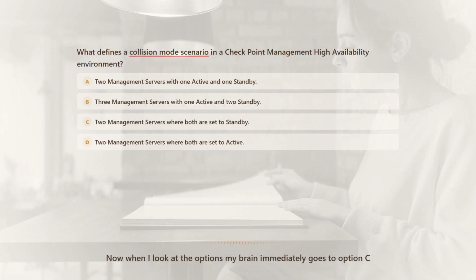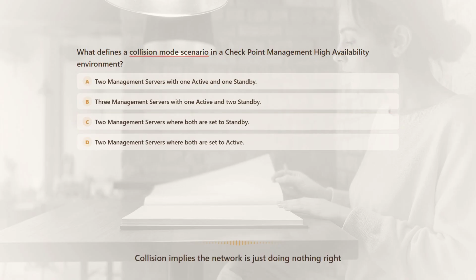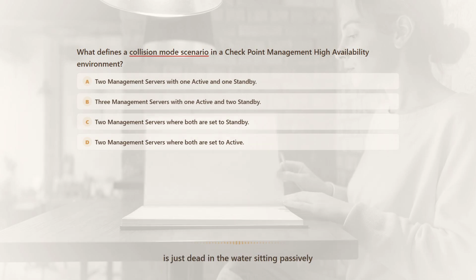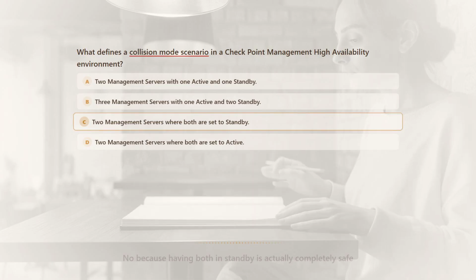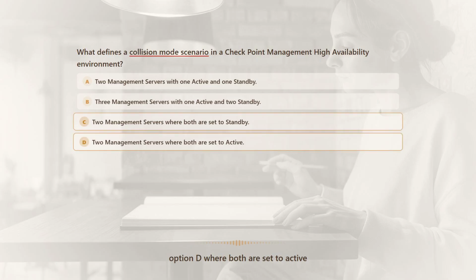Now, when I look at the options, my brain immediately goes to option C, where both servers are set to standby. I mean, collision implies the network is just doing nothing, right? You know, that's a massive trap. People think a collision means the system is just dead in the water, sitting passively. Wait, so it's not C? No, because having both in standby is actually completely safe. The real danger, the actual collision, is option D, where both are set to active.